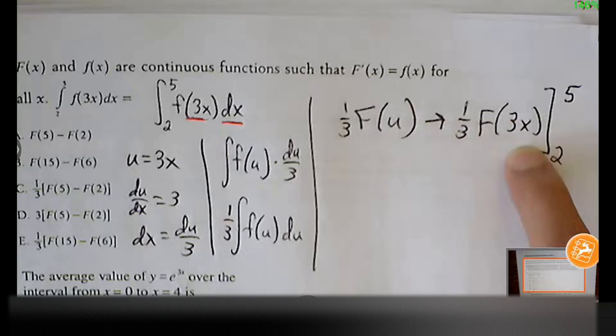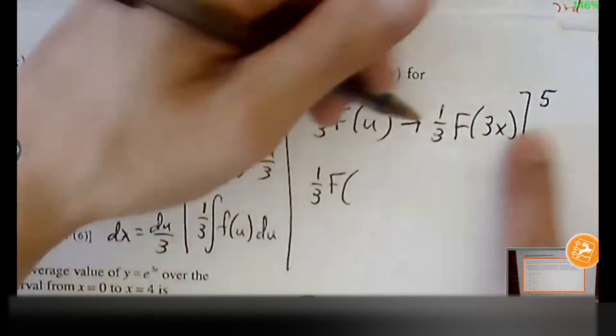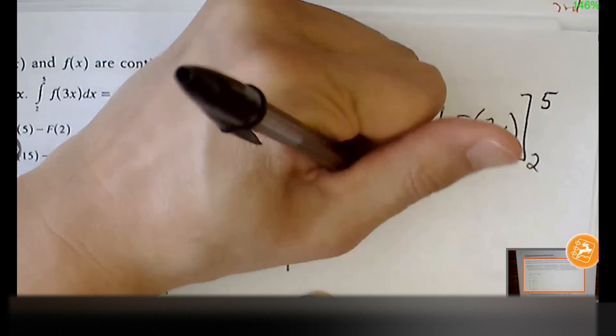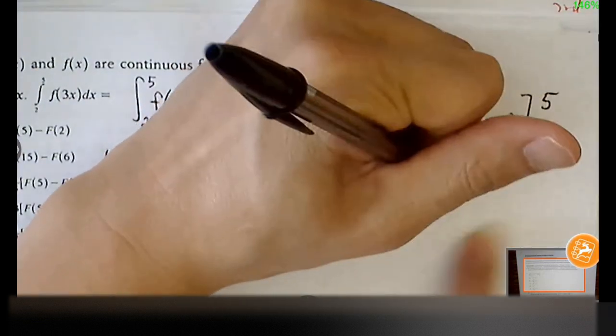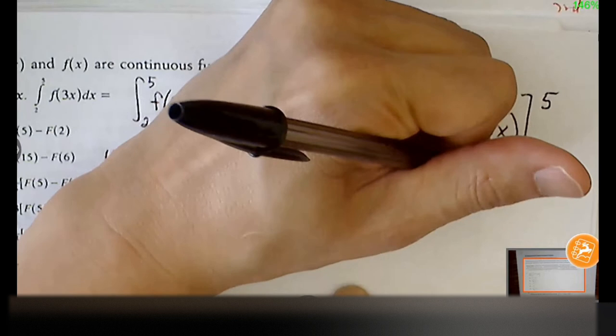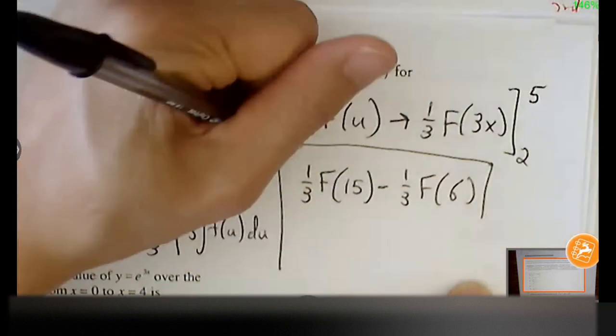Okay, upper bound first. 5 times 3 is 15, minus lower bound. 2 times 3 is 6. Answer choice E.